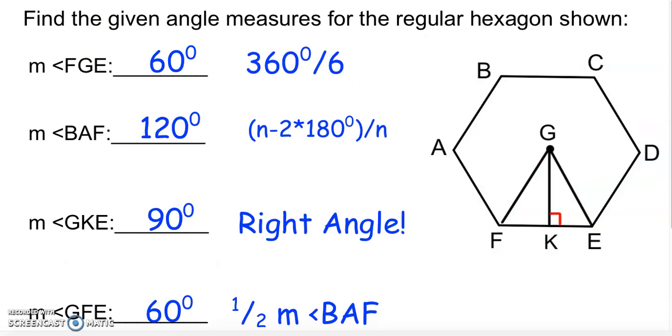Moving on to angle BAF. Angle BAF is an interior angle of the polygon, and that's going to bring back our interior angle formula of a polygon, which is n minus 2, so we know how many triangles are inside of this, times 180, divided by the number of sides. So there are 6 sides here, so I take 4 times 180, so that's 720 degrees, and then I divide by the total number of sides, which is 6, and I get 120 degrees.